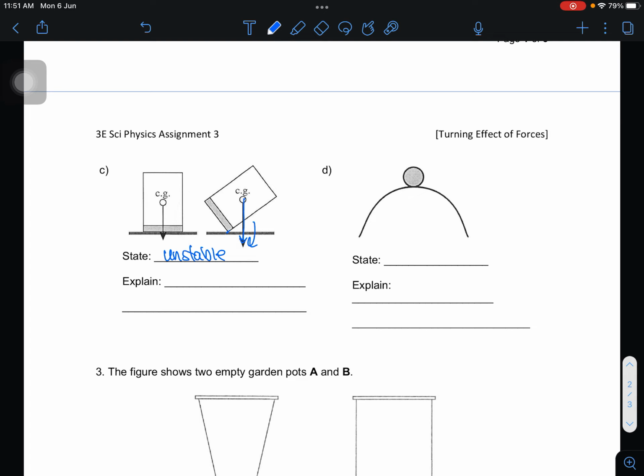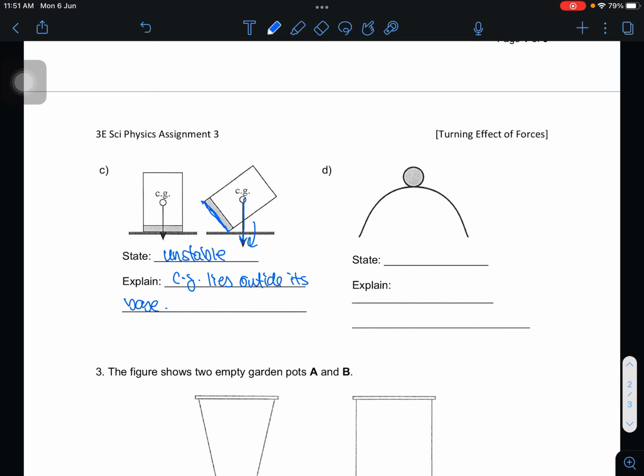Explain: we just say that the CG lies outside its base. What's the base? The base is here. It lies outside the base, so it will not go back to its original position. Alternatively, you can say that the CG creates a moment, a clockwise moment that will topple the box.